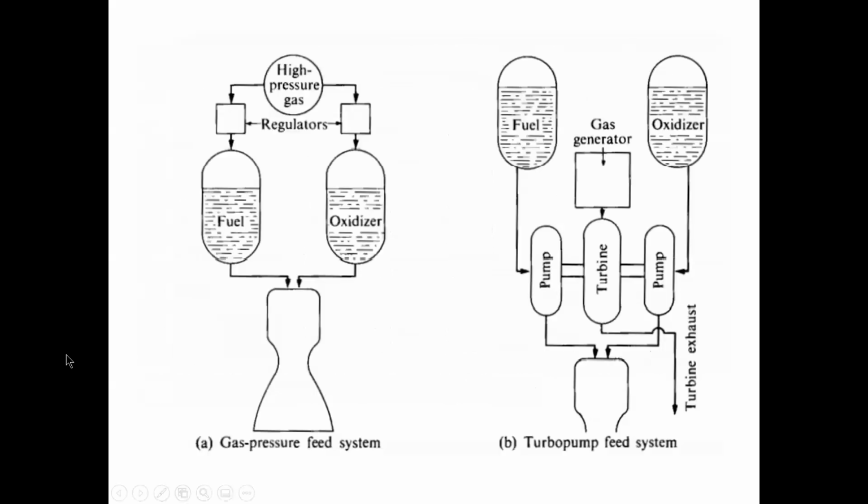These are the main two feed systems. One is your gas pressure feed system, and the other is your turbo pump feed system. We already discussed the gas pressure feed system. Just to summarize, we have a high pressure gas which pushes the fuel and oxidizer into the combustion chamber using the regulators. And now we have the turbo pump feed system. That's more complex and has a few more divisions that I will be discussing in the next slides.